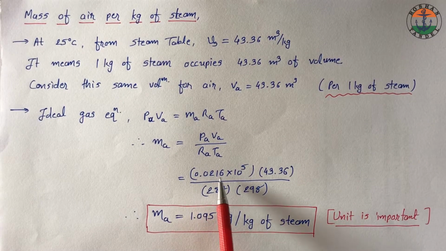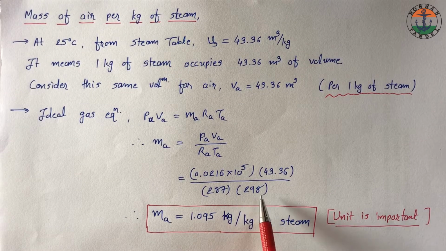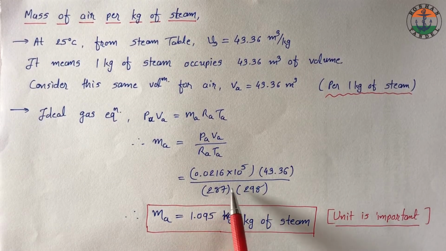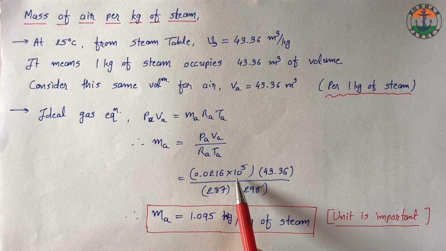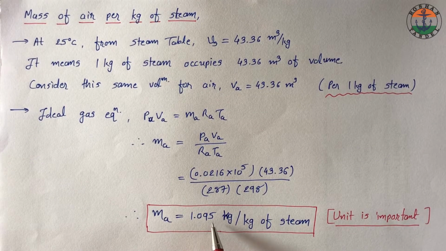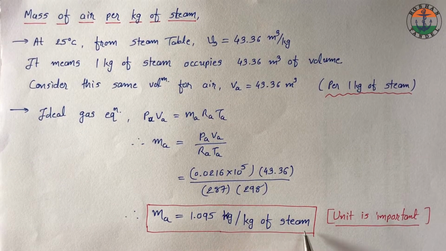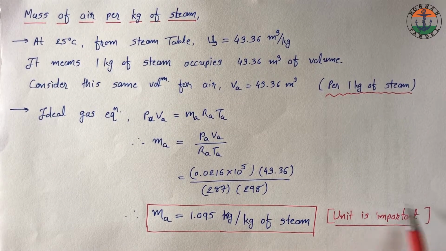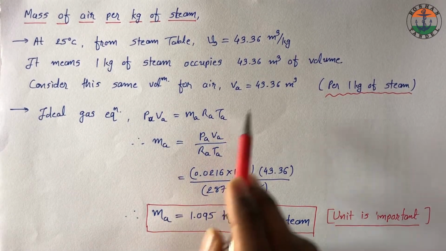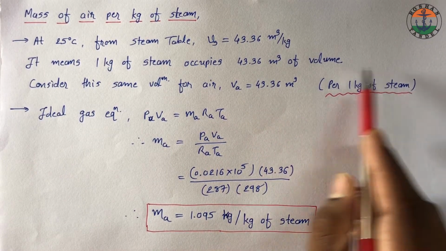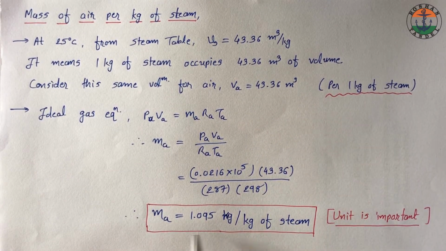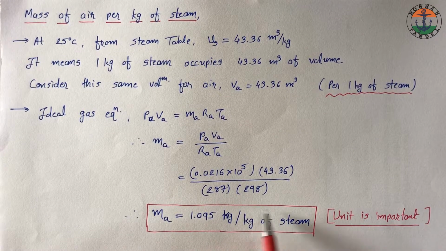Put the values of PA, VA, RA and TA in this equation. Here you have to convert PA into Pascal. You will get MA as 1.095 kg per kg of steam. Here unit is important. You have taken Va is equal to 43.36 meter cube per kg of steam. So, MA will be this much kg per kg of steam.